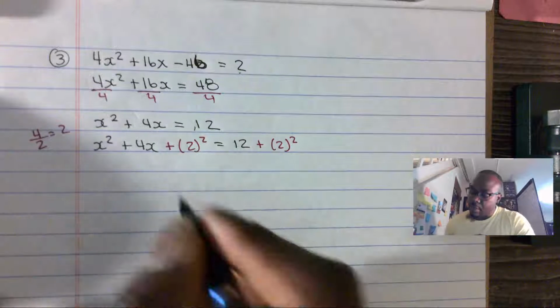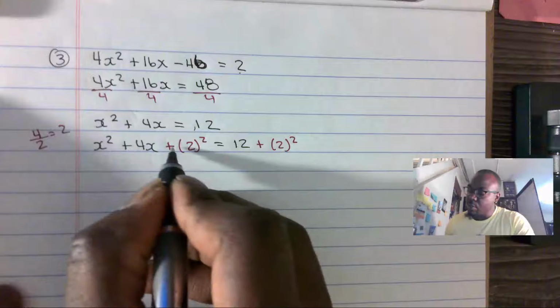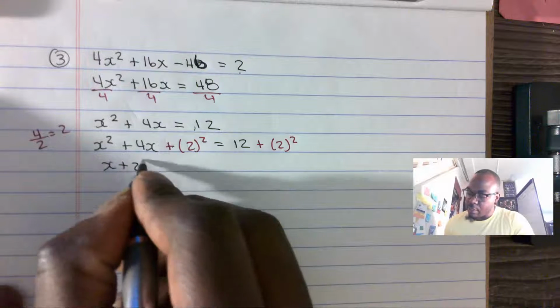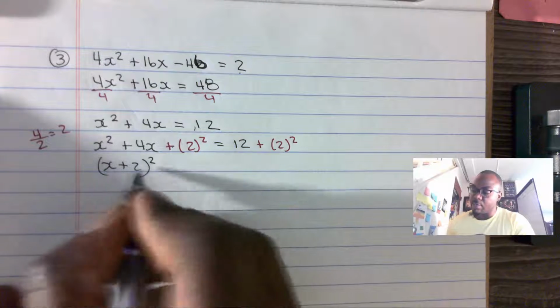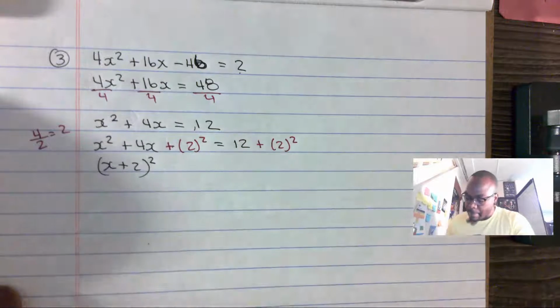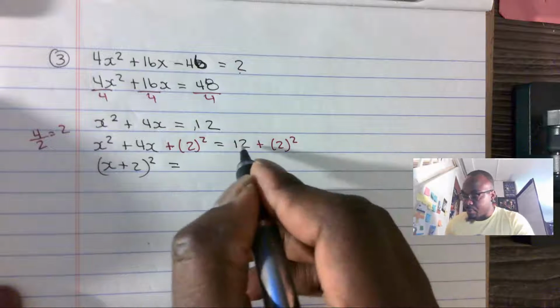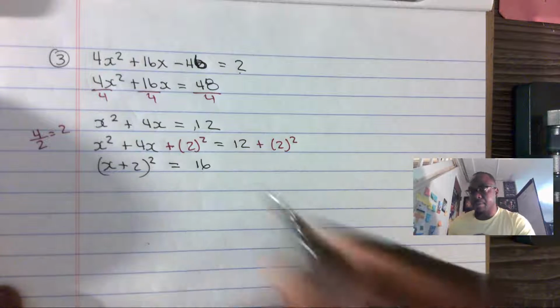Now I'm going to write it in the form of x plus 2, all squared, because this is the perfect square. If I square this, I'm going to get the same thing here. It's equal to 2 squared is 4, 12 plus 4 is 16.